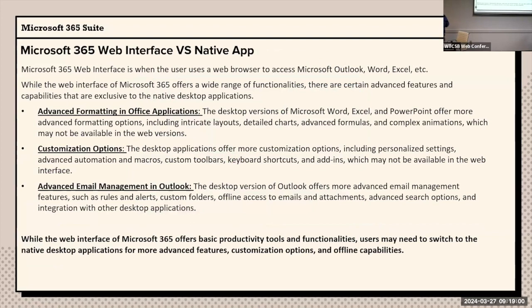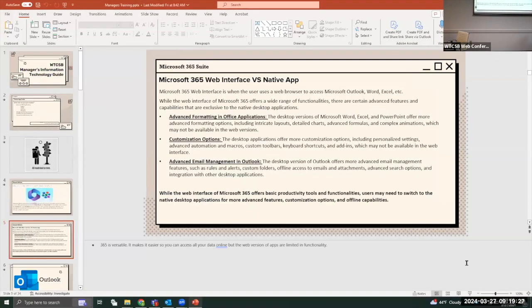All right, so we're going to talk quickly about the web interface app versus the native application. The web interface app is when you use an internet browser to get to your Outlook, your OneDrive, or Teams. Your native app is the application that's installed on your computer. A native app is anything that has the icon on your desktop or taskbar. So I'm gonna show you what a native app is and what I mean by a web interface app.